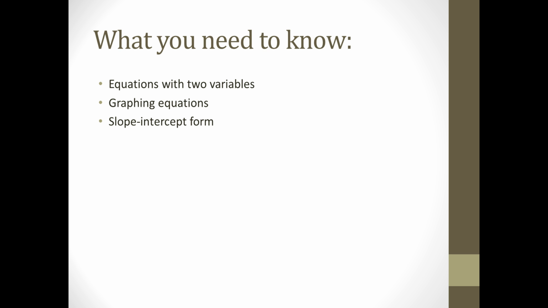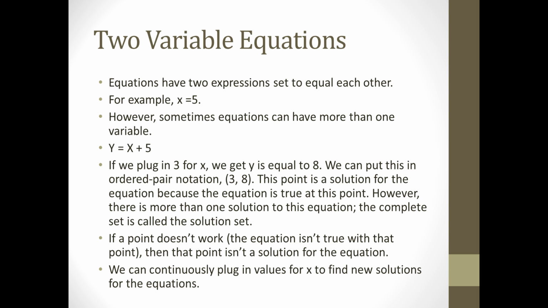In this video, you need to know what equations with two variables look like, how to graph these equations, and what slope-intercept form is. Two-variable equations have two expressions set equal to each other. For example, x equals 5. We have two expressions: the first is just x, and the second is just 5, and they're set equal to each other. In this equation, the variable x is equal to 5. However, sometimes equations can have more than one variable.